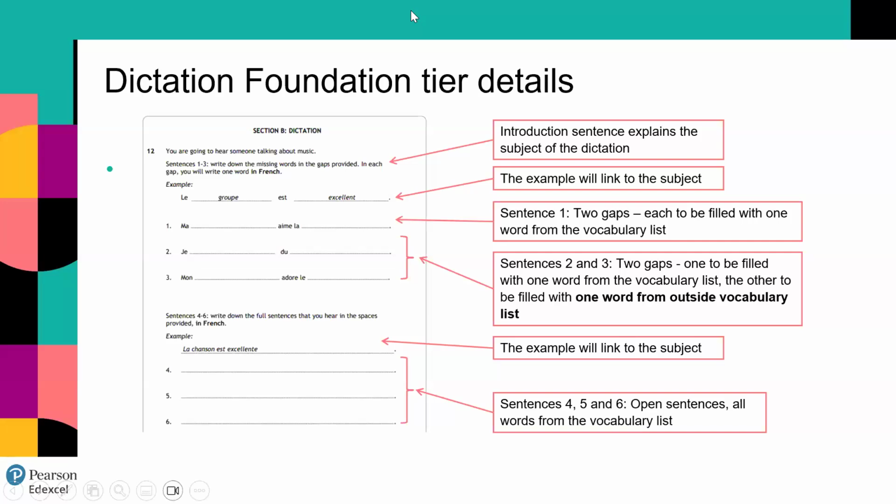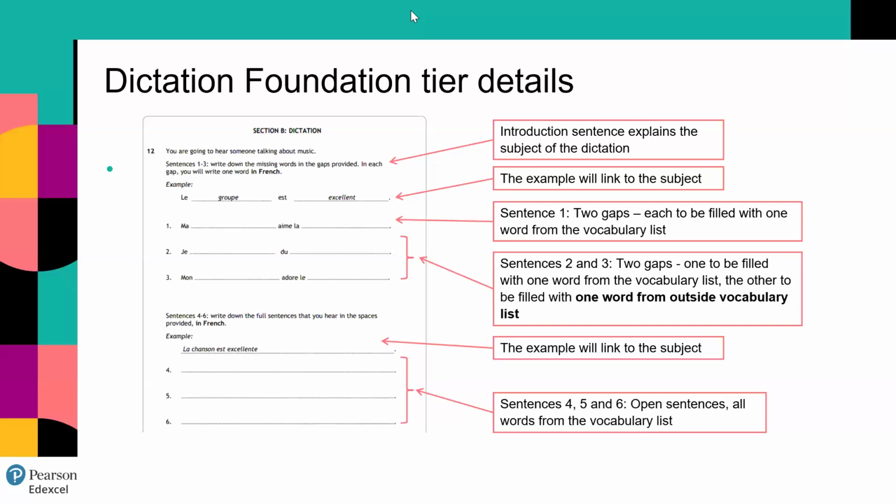So the dictation is at the end of the listening task. That would be section B, and each sentence will be said 3 times. So remember, that's a new aspect of this specification. In listening, they will hear 3 times. Okay, so something new there. At foundation, they will fill in the gaps and write out sentences. It will be similar at higher, but there will be some differences.